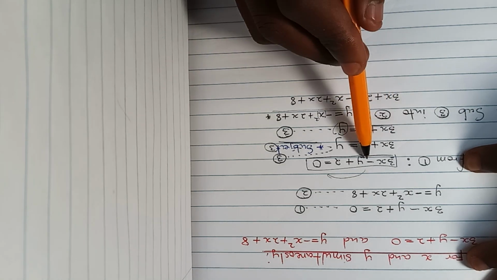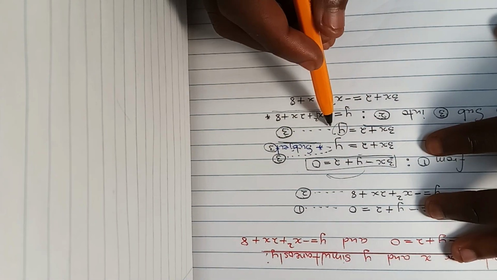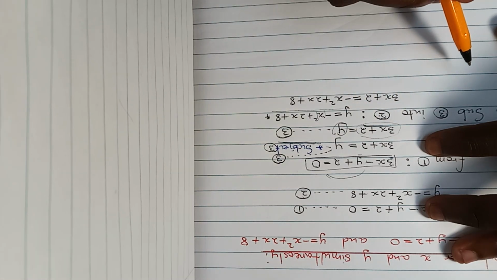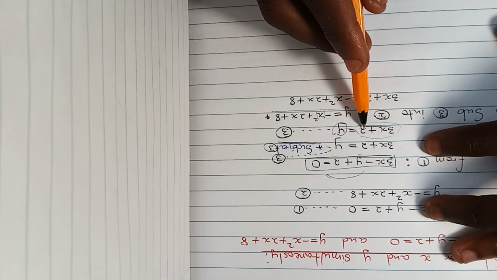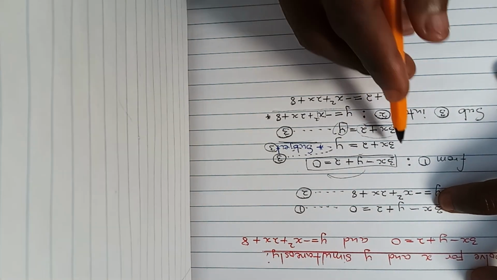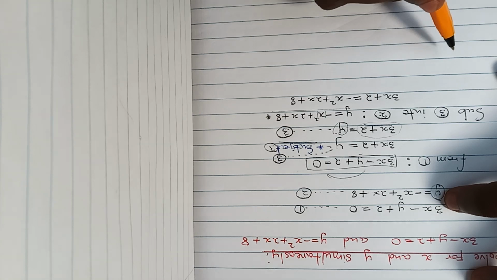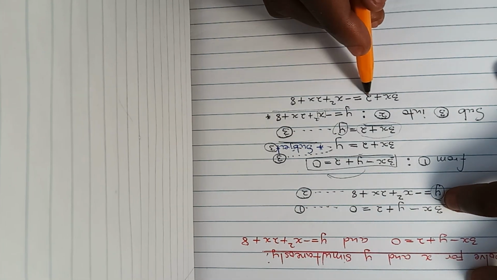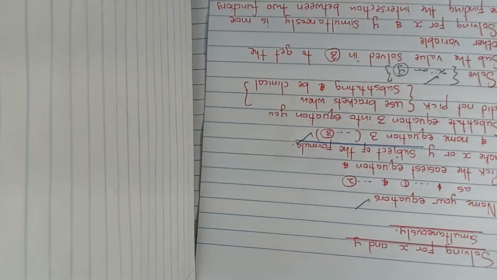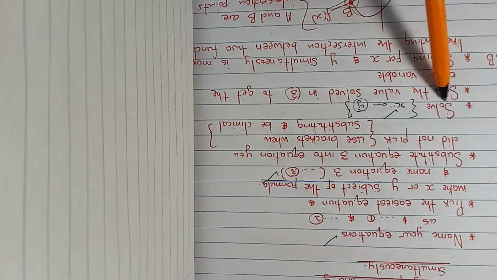So now I take y to that side. So where I see y in the equation that I did not use, which is equation 2, I will put 3x plus 2. And then let's go to the next step. And the next step says solve.